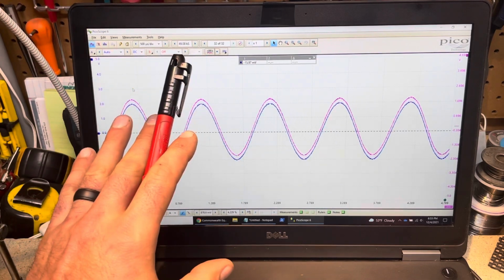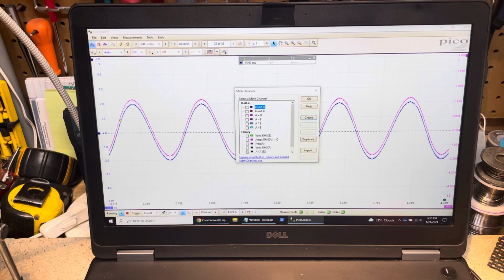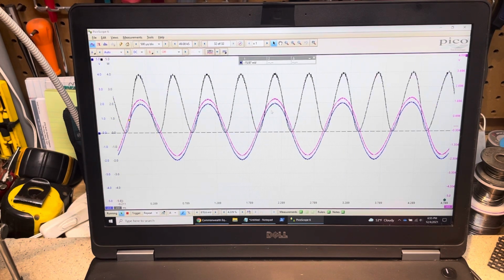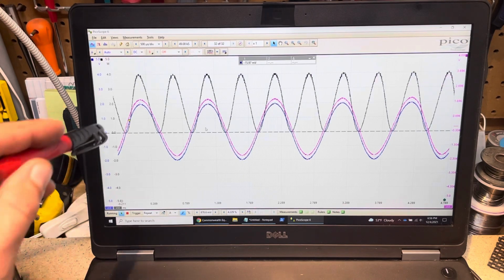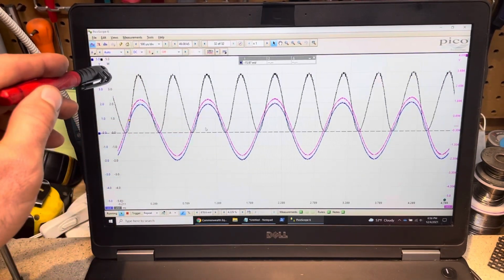this is a resistive load. We're going to calculate the wattage by just multiplying volts times amps. So I'm going to do that now with the math channel. Volts times amps. There we go. So my black channel now is watts. You can see that here, watts.